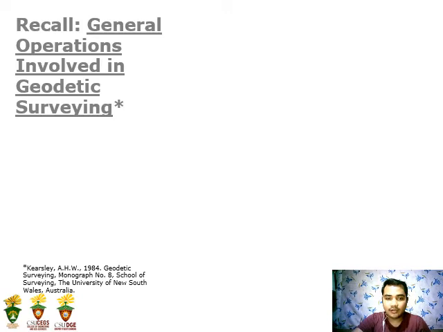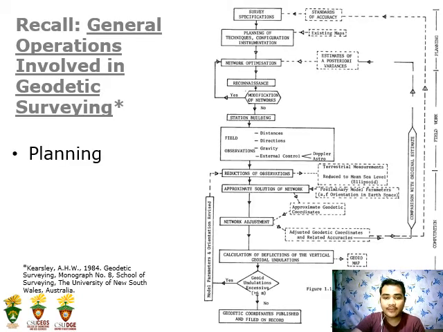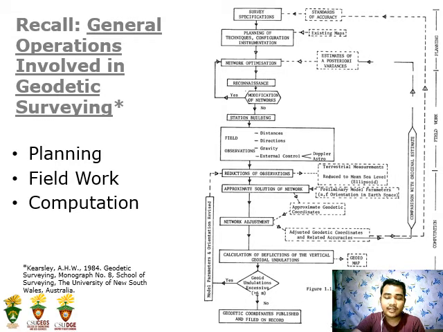So let us recall the general operations involved in geodetic surveying. This figure, we discussed in topic 1. The general operations involved in geodetic surveying include the planning, fieldwork, and the computation. In triangulation, this also applies: start with planning, then during the field, and how it is computed. We will now discuss the steps in triangulation.